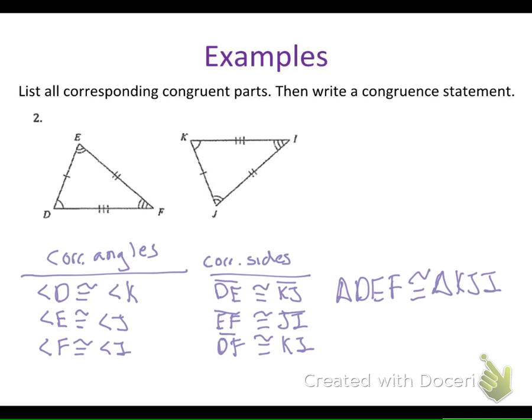But the same thing happens with sides. We see that DE is congruent to KJ, and we see that EF is congruent to JI. And then for the third one, we take the first letter and the last letter, so we see that DF is congruent to KI. I left the line above it. So that's why order matters, so that we can tell all of that just by this one symbol.